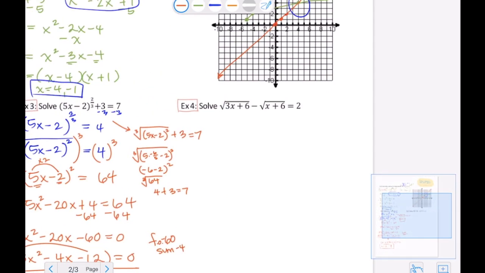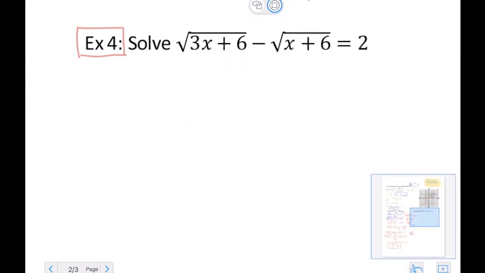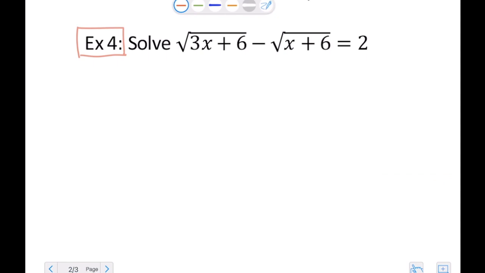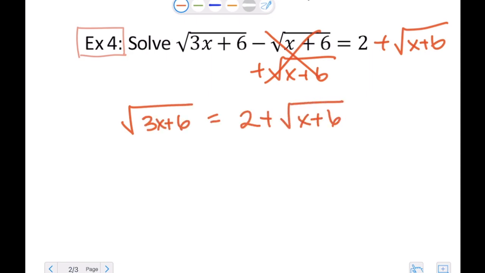All right. Last example, and then you'll have some to do on your own. And this one's the messier one because we start off with two radicals. So the first thing we want to do is get just one radical per side. So I'm going to add root x plus 6 to both sides. So I'll end up with the square root of 3x plus 6 is equal to 2 plus the square root of x plus 6. Now we're going to square both sides.